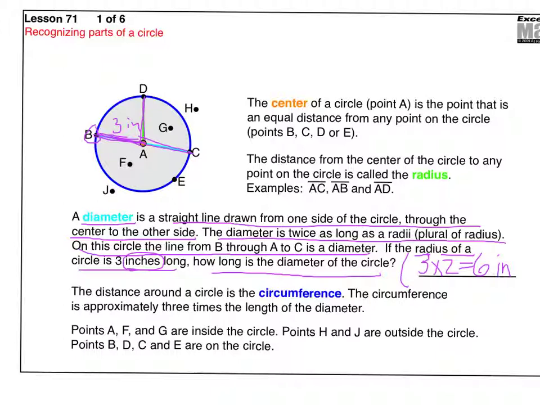All right, the distance around a circle is the circumference. The circumference is approximately 3 times the length of the diameter. So the circumference is the distance all the way around the outside. It's kind of like the perimeter of the circle, only because it has no corners on it and there's no straight sides, we don't call it the perimeter. We call it the circumference of a circle.